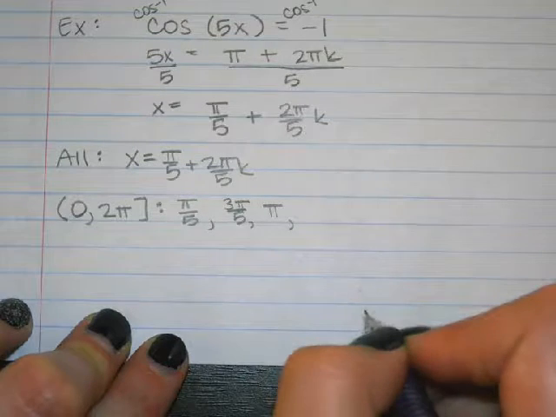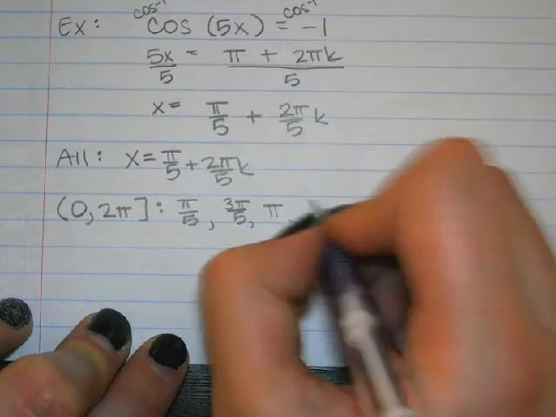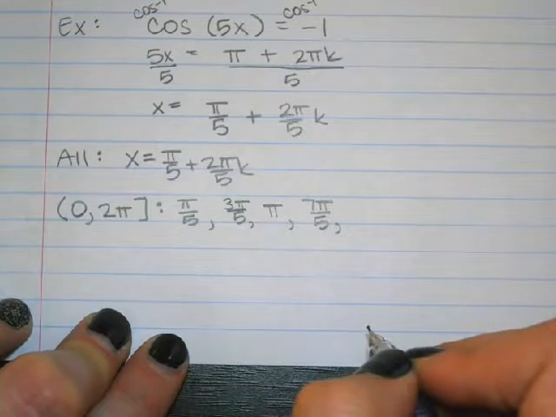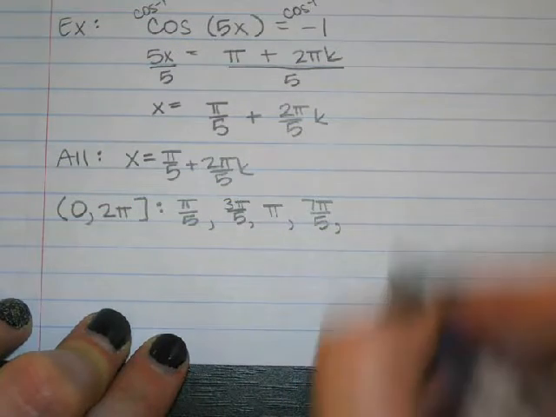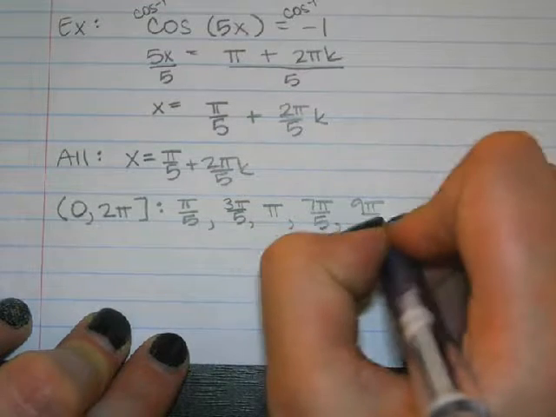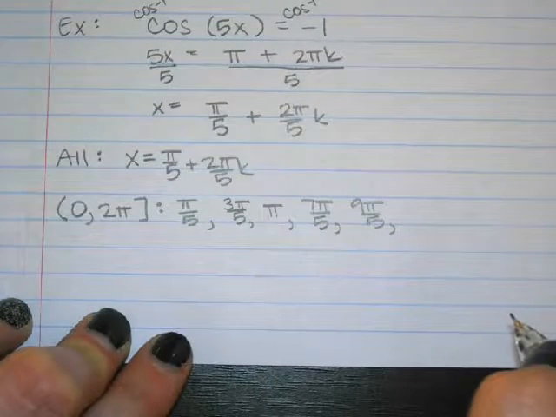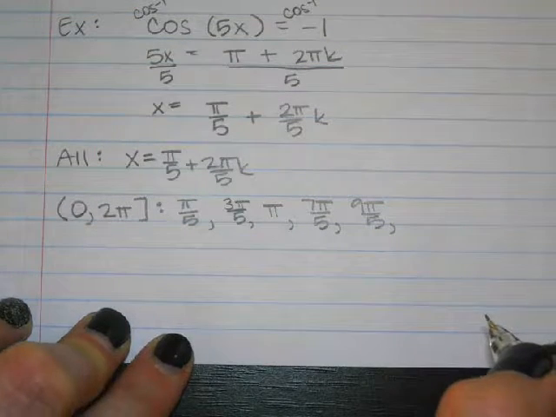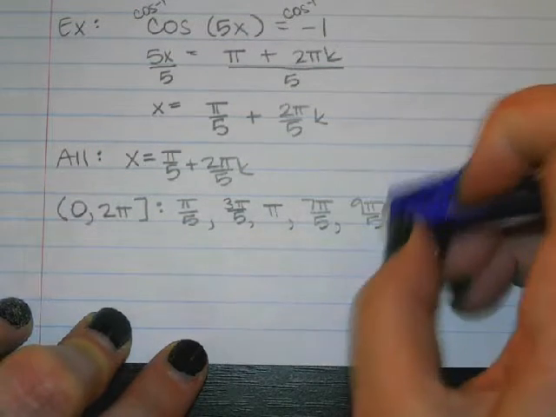5/5 plus 2/5, 7/5. 7/5 plus 2/5, 9/5. 9/5 plus 2/5 is 11/5, which is too big. So we're done. And we got 5 answers.